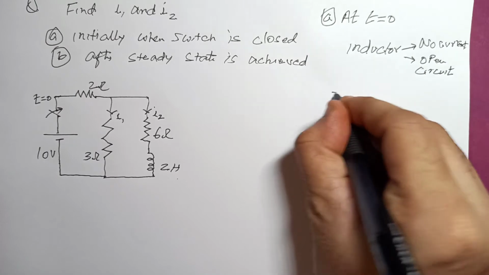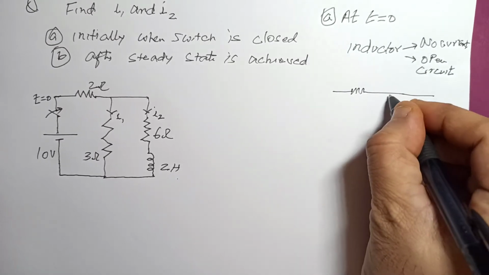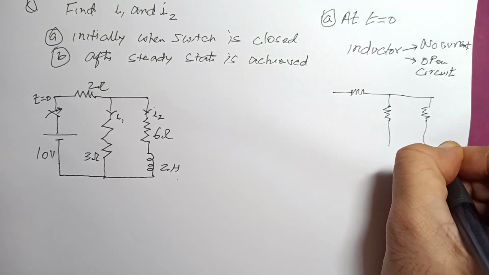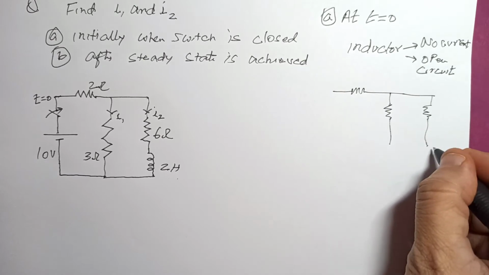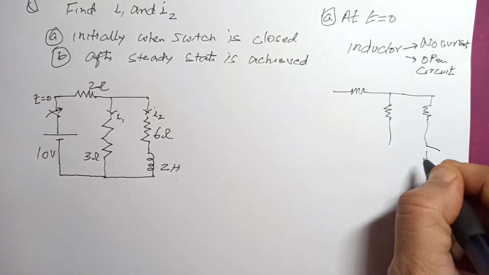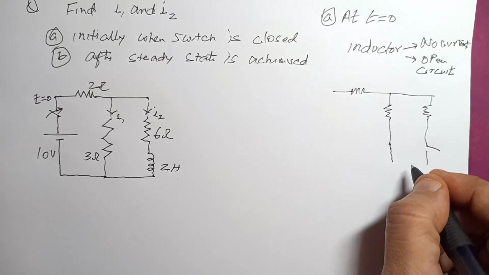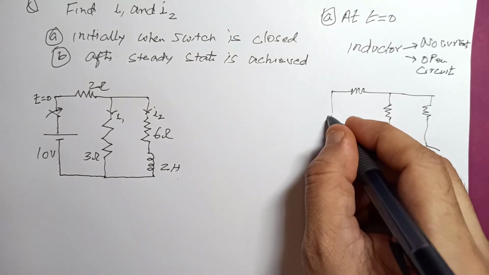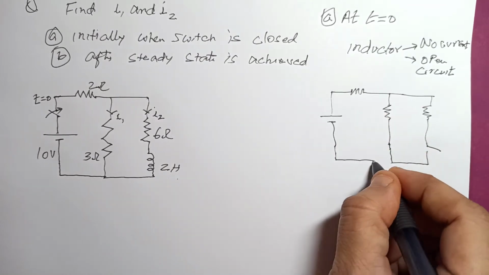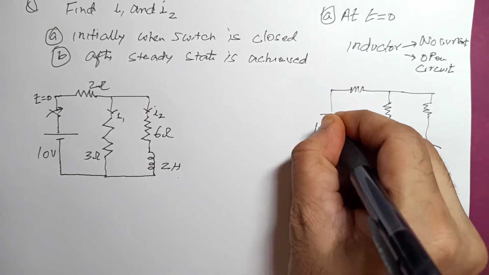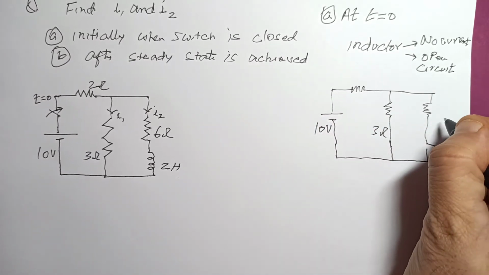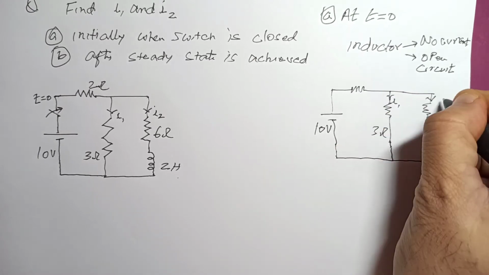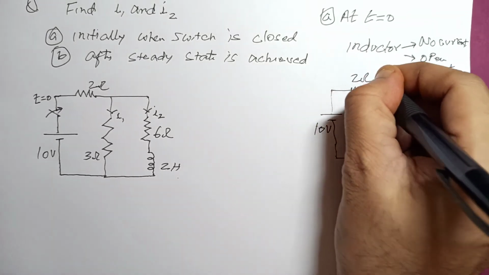So let me quickly draw it. This is open. So this is 10 volts, 3 ohm, 6 ohm, I1, I2, I1, I2, 2 ohm.